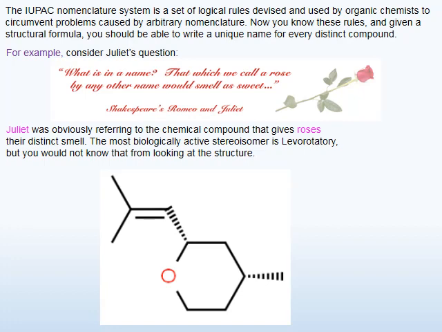The IUPAC nomenclature system is a set of logical rules devised and used by organic chemists to circumvent problems caused by arbitrary nomenclature. Now you know these rules, and given a structural formula, you should be able to write a unique name for every distinct compound. For example, consider what Juliet was asking. What is in a name? That which we call the rose by any other name would smell as sweet. Juliet was obviously referring to the chemical compound that gives roses their distinct smell. The most biologically active stereoisomer is levorotatory, but you would not know that from looking at the structure.